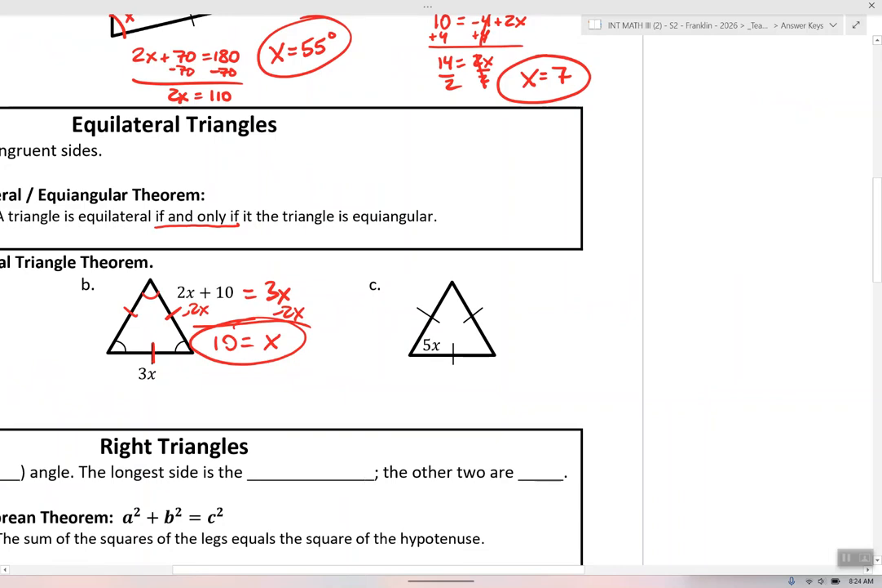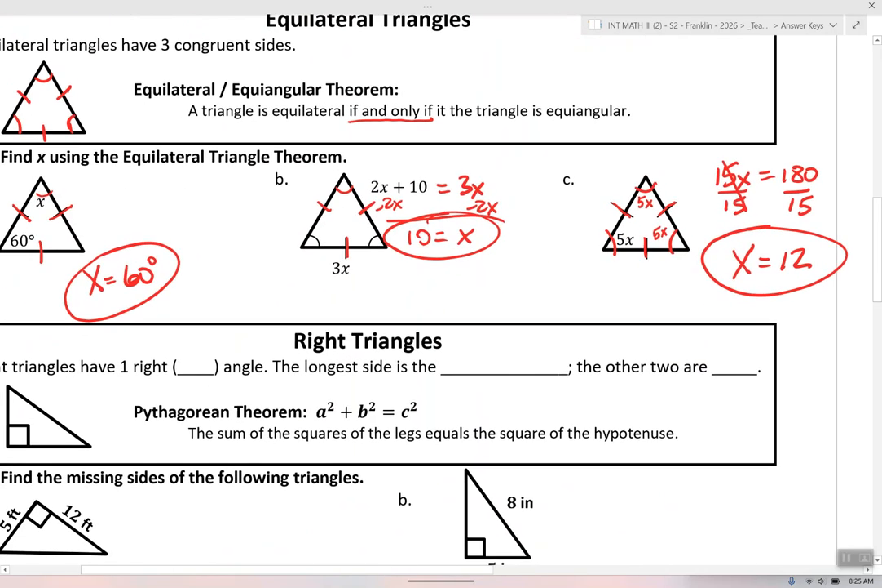And example C, these sides are all the same. So I know all the angles are the same. Well, they're each 5x. Let me add those up. 5 plus 5 plus 5 is 15x. I know that equals 180 degrees. So if I divide by 15, I get x equals 12.